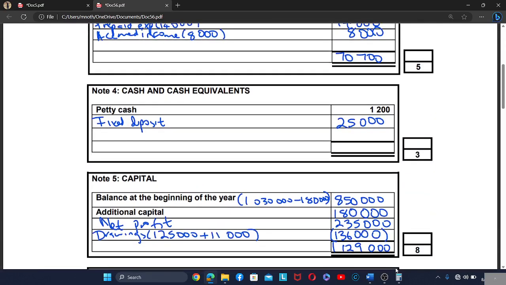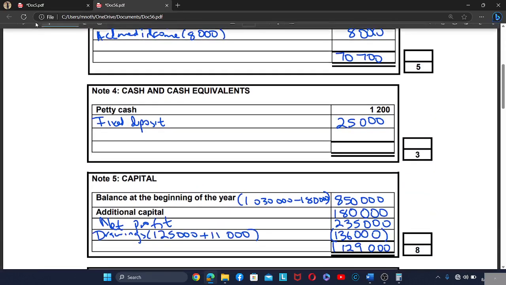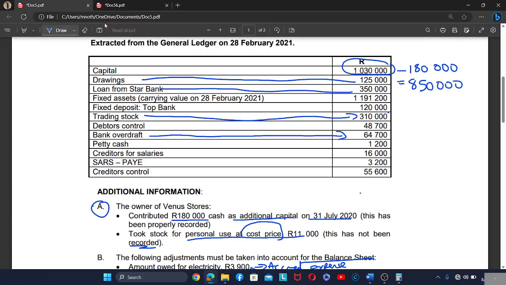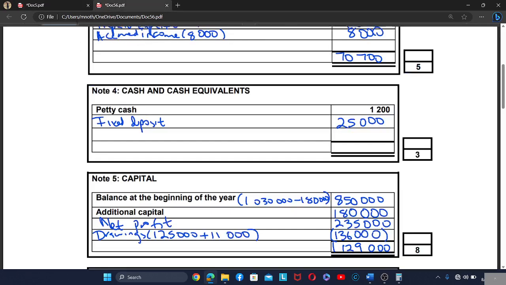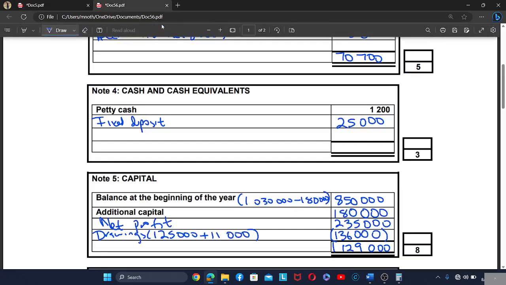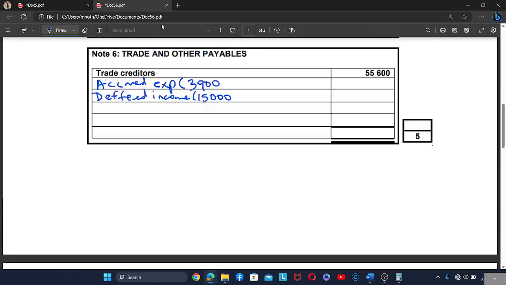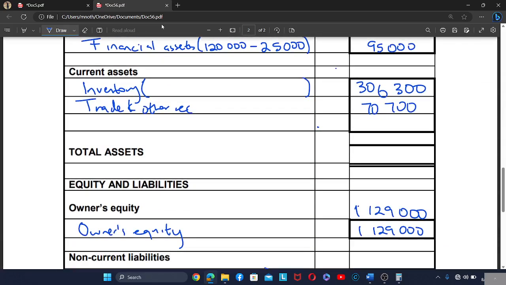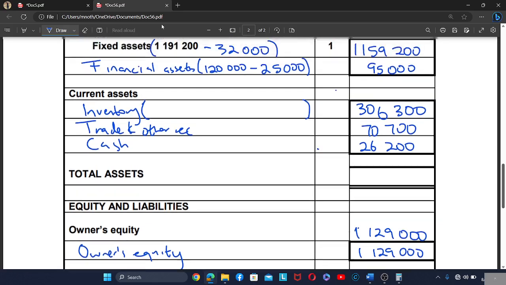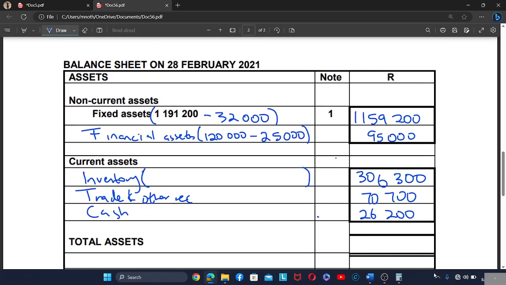And then after that, we are going to have the cash and cash equivalent. So you can see in the cash and cash equivalent, we only have these two because we don't have the bank, and we also don't have the cash float. So we just have to add these two. This is going to be 26,200. Cash and cash equivalent 26,200, right? So let's add this up.